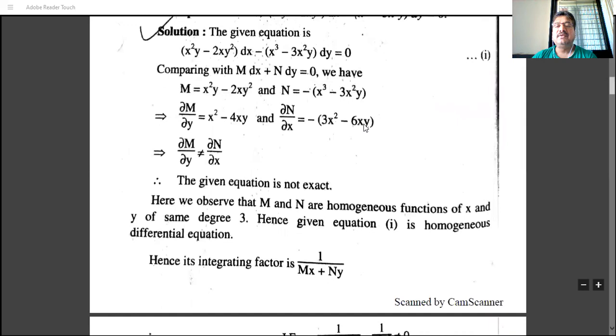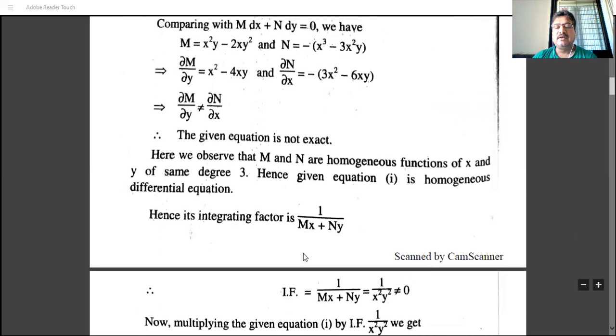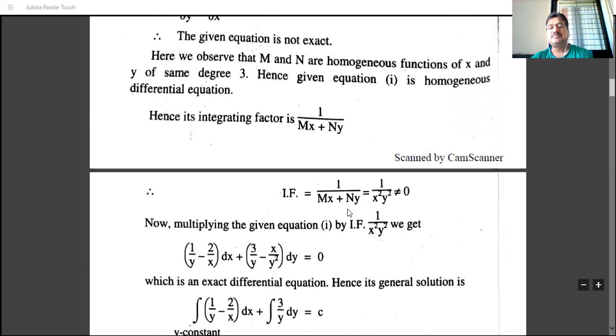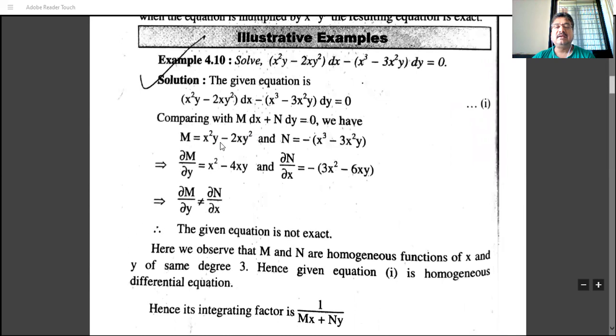So we will find 1 by Mx plus Ny. So its integrating factor is 1 by Mx plus Ny. So find Mx plus Ny.